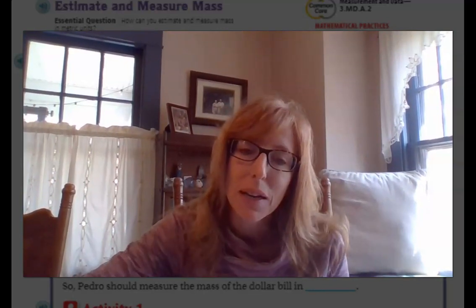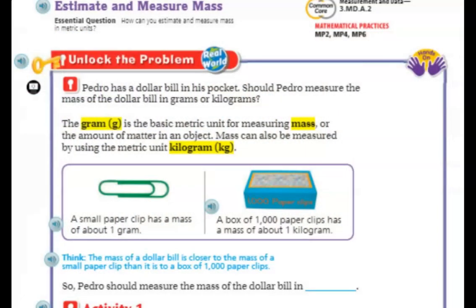If you could open up to page 605 in your Go Math book, we're going to get started on estimating and measuring mass. Okay, so you should be ready. And it says estimate and measure mass right up top. And it says the essential question, how can you estimate and measure mass in metric units?